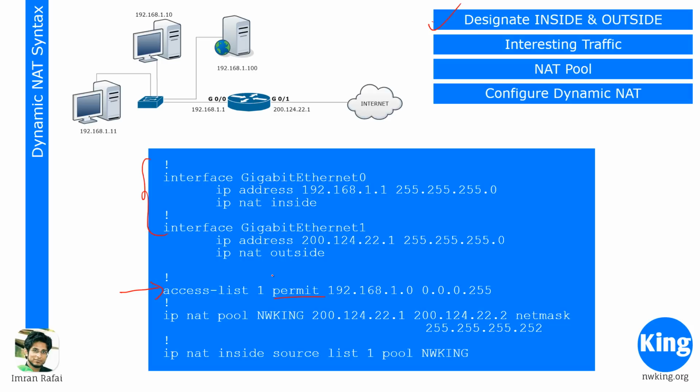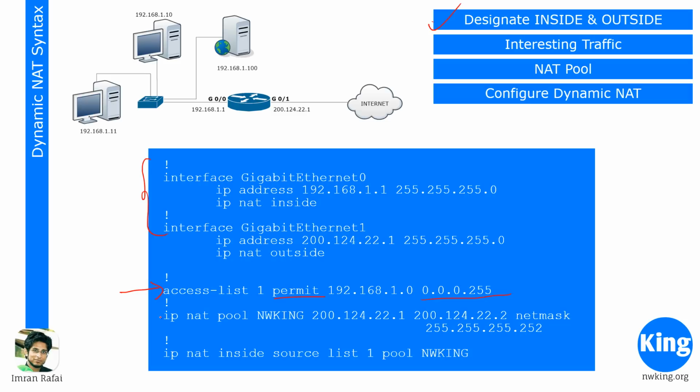Even if you're looking at VPNs, interesting traffic is the traffic that we want to let through a VPN tunnel. So interesting traffic is a term that would be very commonly used in NAT or VPN, right? So we make use of an access list to identify the interesting traffic. In this case, we are identifying the entire network of 192.168.1.0/24 by making use of a wildcard mask, and we know what a wildcard mask is, right? If we go back to our last video, if you want to know more about wildcard mask.